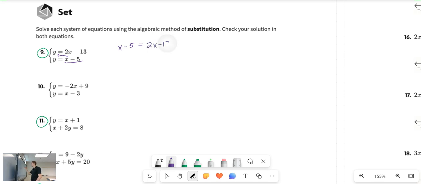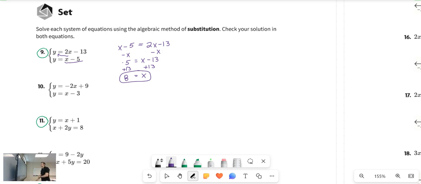All right, so now that we're there, let's bring the x's to the right side. I think that is going to be the easiest. So we're going to subtract x from both sides. And we're going to get negative 5 equals x minus 13. And then we add 13 to both sides, plus 13, plus 13. And now we get positive 8, right? Positive 8 equals just x, all right? So that is our solution.